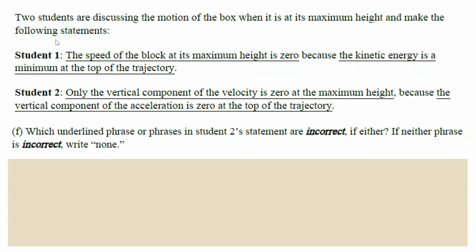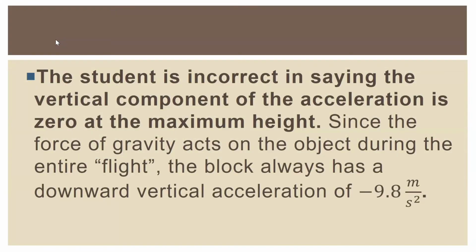All right, moving on to part F here for the last one of these. It says which underlined phrase or phrases in student 2's statement are incorrect. The only other thing they said that's underlined is the vertical component of the acceleration is 0 at the maximum height. Come on. That's ridiculous. The student is incorrect in saying the vertical component of the acceleration is 0 at the maximum height.